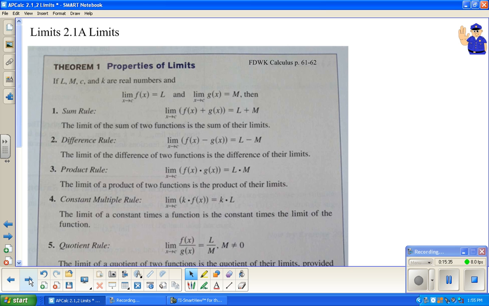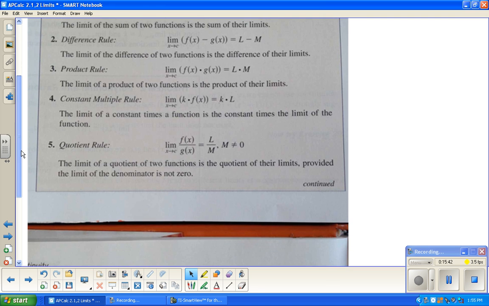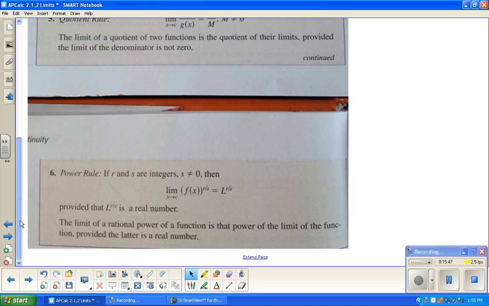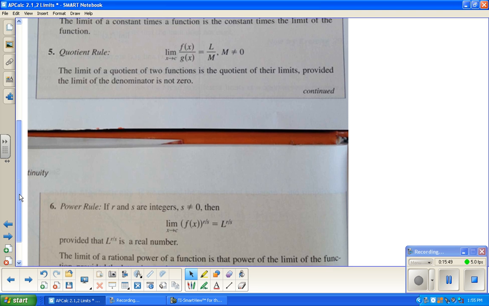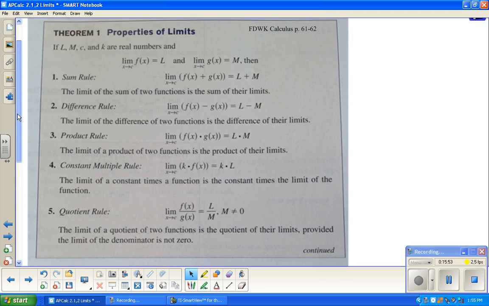Okay, so let me just point out that this is a lot of stuff. There are a lot of properties here. This is from page 61 in your book, and then it continues over to 62. Look at me cleverly taking a picture of 2 books at the same time. Okay, all right, so what's the moral of the story?